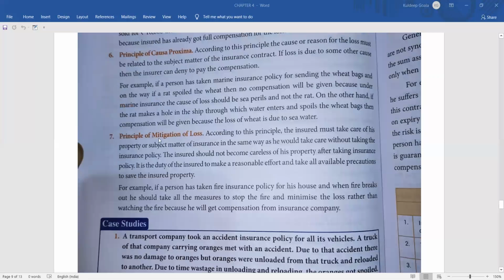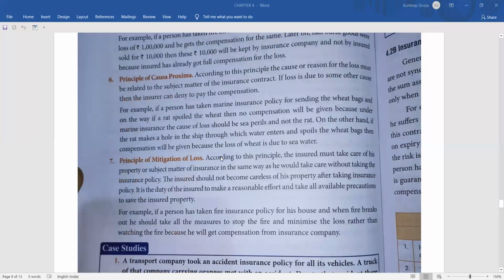The next one, principle of mitigation of loss. According to this principle, the insured must take care of his property. Meaning, suppose you have done insurance of your bike and you have thrown the bike on the roadside and it has been stolen or destroyed, or something has happened. Then if it is proved that this is the reason for the loss, you are not going to get the compensation. Why? Because this principle says that you should try your best to preserve your vehicle or your goods from loss. And after that, if the accident happens, the insurance company will bear it. But if you don't take care of your product, and the accident happens, you will not be compensated for that, right?